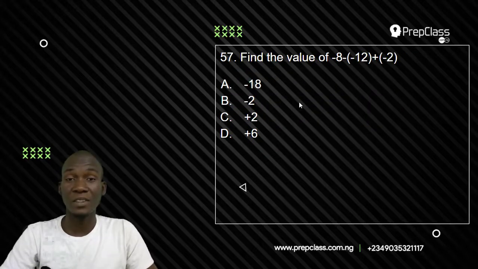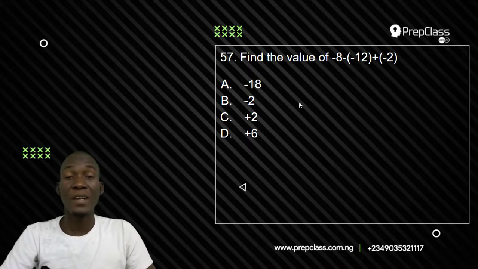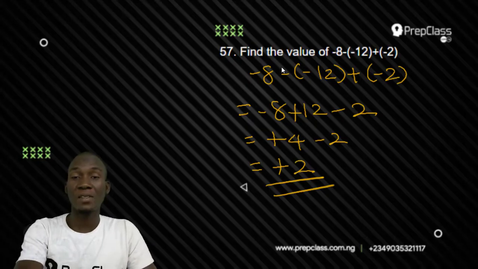Question number 57. Find the value of minus 8 minus open bracket minus 12 close bracket plus open bracket minus 2 close bracket. A minus 18, B minus 2, C plus 2, D plus 6. Now we need to simplify this following the rule of algebra. Minus 8 minus open bracket minus 12 plus open bracket minus 2.